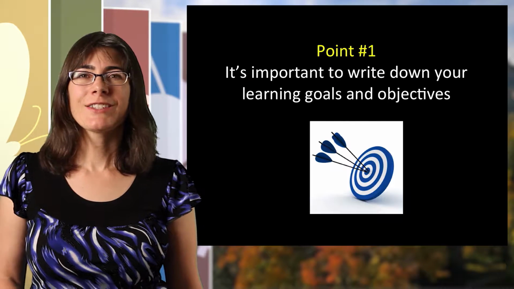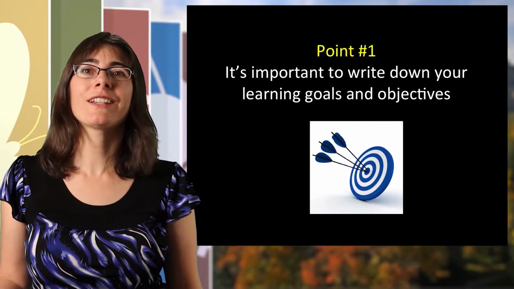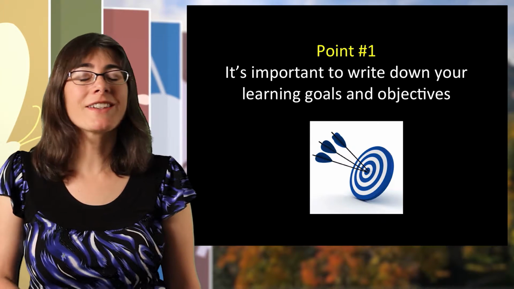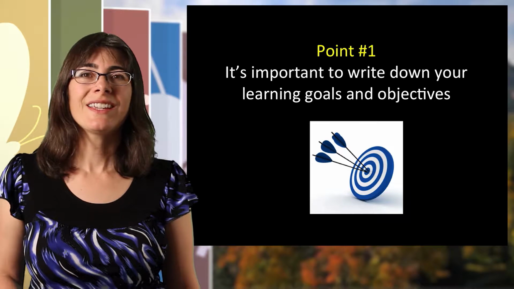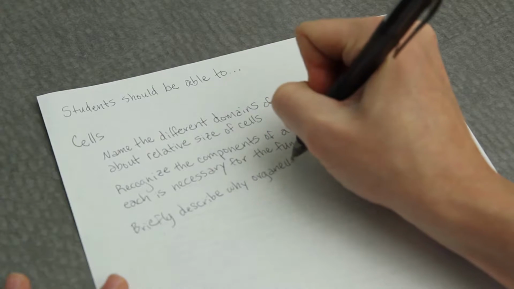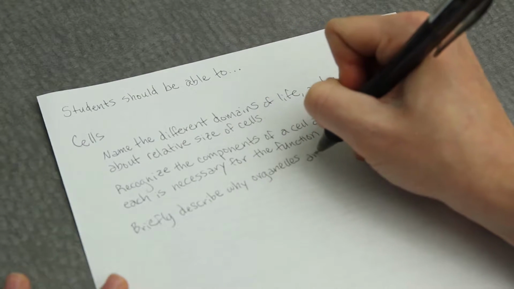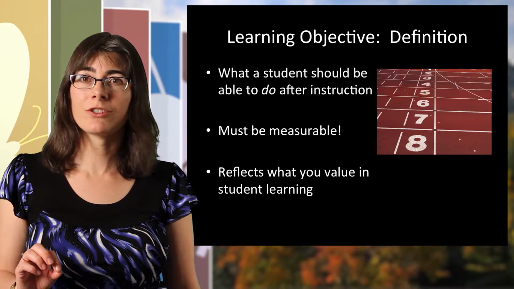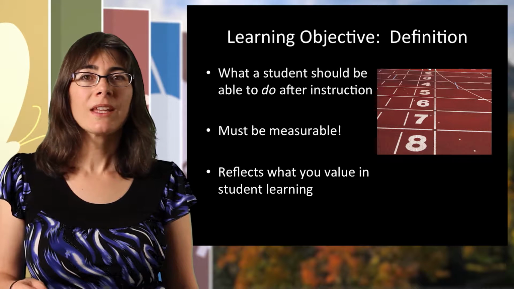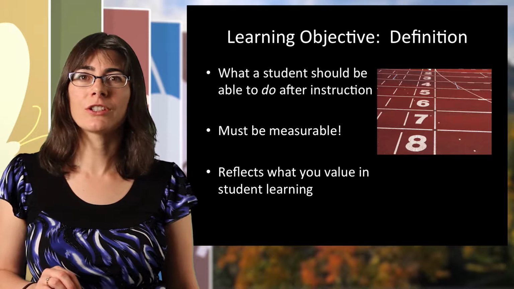Video, I'm going to recap some of the main messages and give you some practical tips for success. So point number 1, it's important to write learning goals and objectives. If you've got nothing else from this online module, hopefully you've gotten that point. And the important thing is don't keep them in your head. Actually write them down. So by definition, a learning objective is what a student should be able to do after instruction. It should be measurable, and it does reflect what you value in student learning.